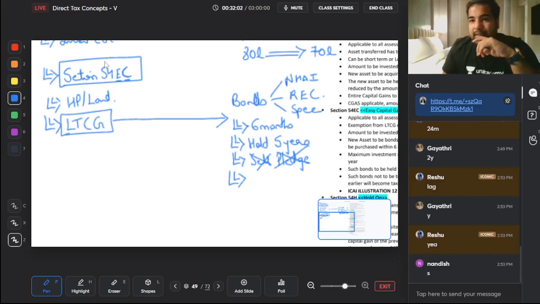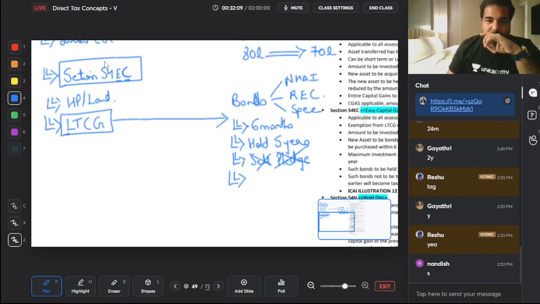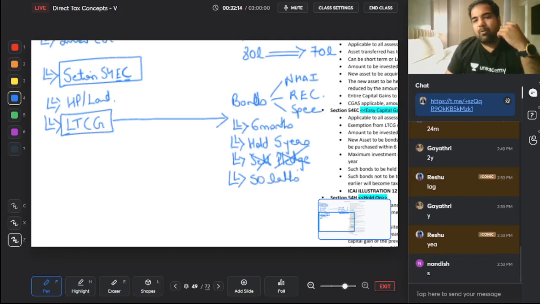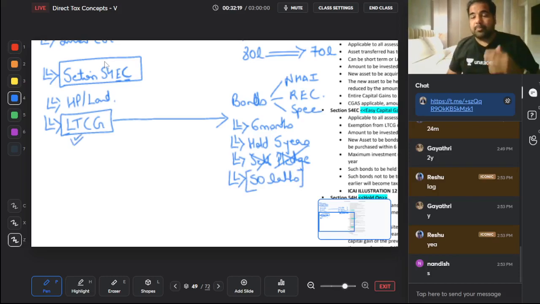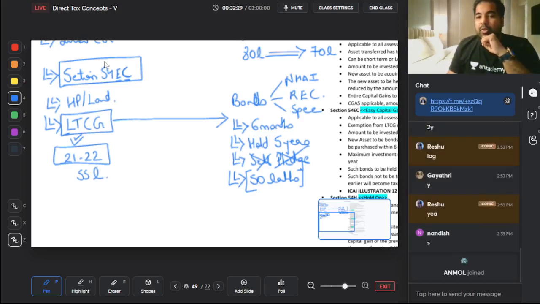And guys, till now, whether it was 54B, F, D, we did not have any limit, but here there is a limit. The limit is basically 50 lakhs for all the long-term capital gain in 1 year. So if in 1 year, guys, this year 21-22, you've sold a house and you have long-term capital gain of 55 lakhs, can I invest 55 lakhs in 54EC bonds? No, I can't invest 55 lakhs. I can only maximum invest 50 lakhs in these bonds. So remember guys, the maximum is 50 lakhs.